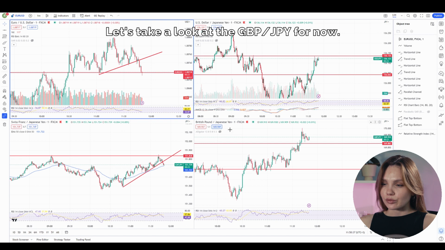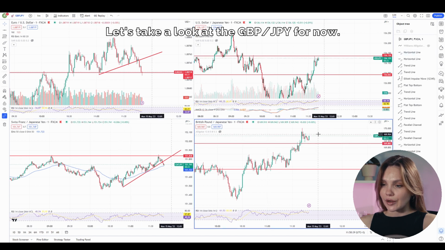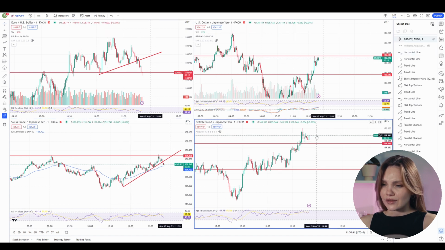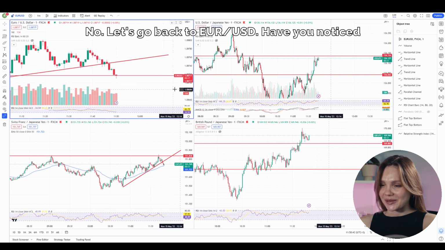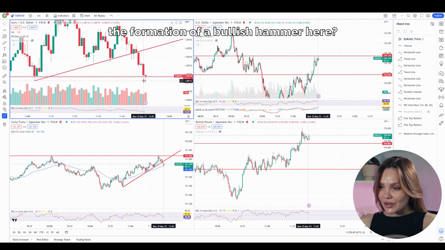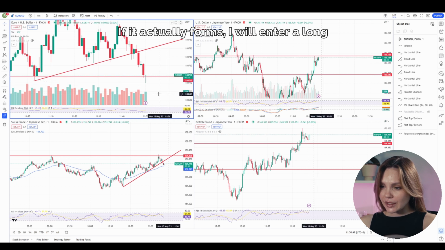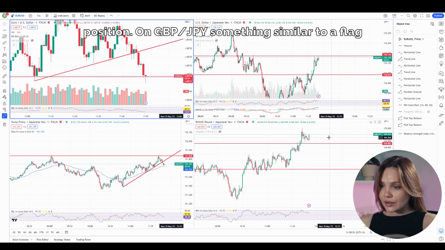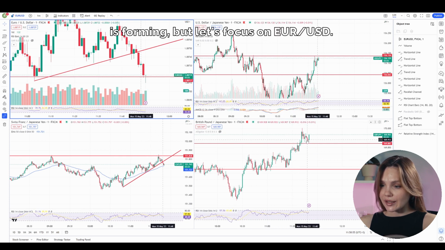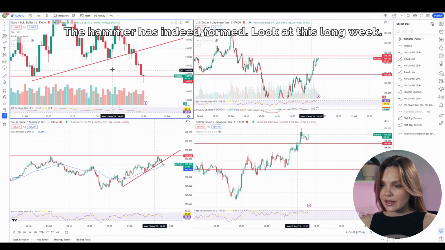Let's take a look at the British pound to Japanese yen for now. No, let's go back to euro and US dollar. Have you noticed the formation of a bullish hammer here? If it actually forms, I will enter a long position. On British pound and Japanese yen, something similar to a flag is forming, but let's focus on euro and US dollar. The hammer has indeed formed.